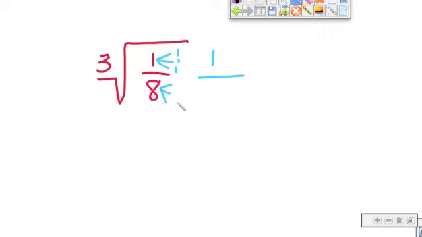How many does it take to get 8? Let's try 2. Because I know 2 times 2 is going to give me 4. 4 times 2 is going to give me 8. Oh, not 8. Right when I said 8, I wrote it. Let's try that again. 2. All right, so your answer is 1/2.